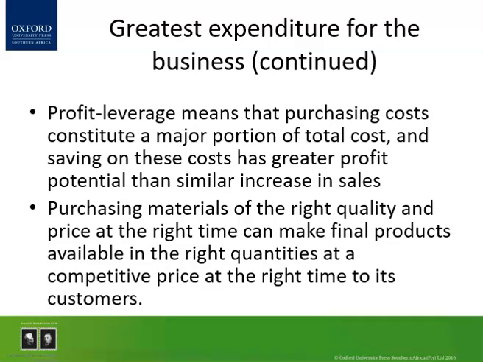Purchasing materials of the right quality and price. If you purchase materials of the right quality, at the right price, at the right time, that can also make final products available in the right quantities at a competitive price at the right time to its customers. So there's the need to ensure quality is good, the price is acceptable and the time is right, because all those factors are key. As I said earlier, you may have the correct raw materials, but if they are delivered late, you may still lose customers. If they are supplied at a higher price, that may also come with cost disadvantages to the organization.